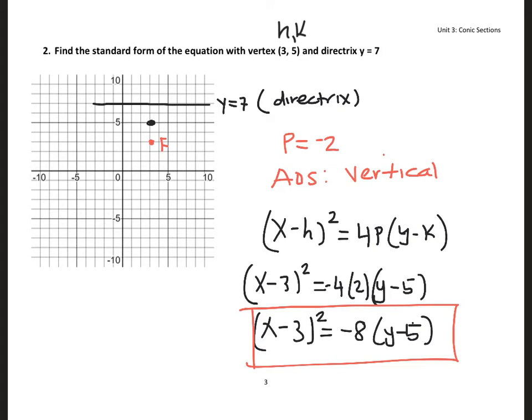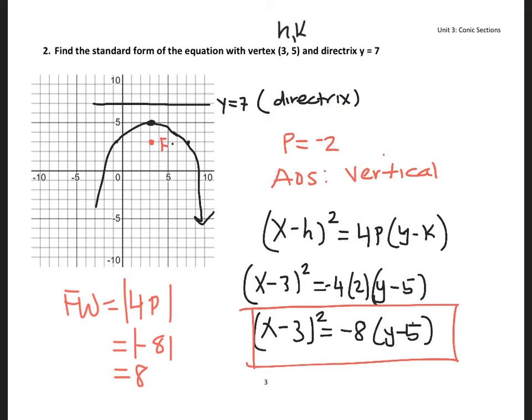And the focal width is given by 4p, which is equals to the absolute value of -8, which is 8. And this is just a coincidence that it's the same value as the previous one. 1, 2, 3, 4. 1, 2, 3, 4. And there is my parabola right there.